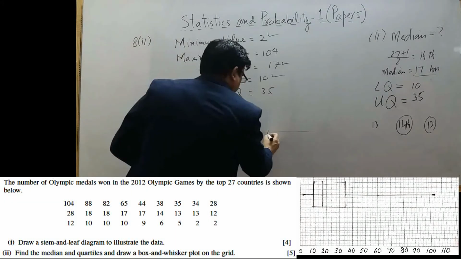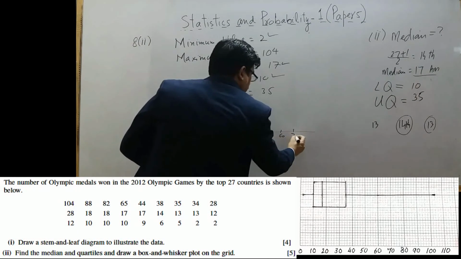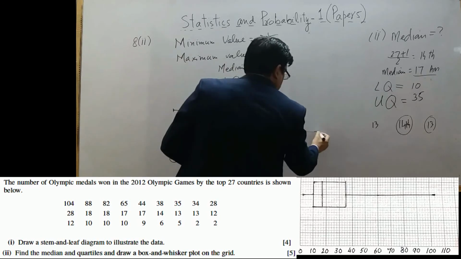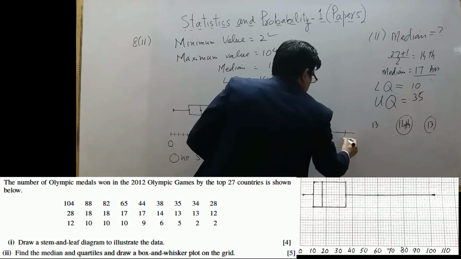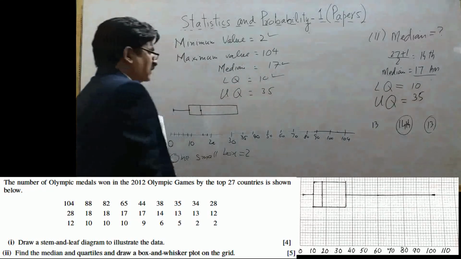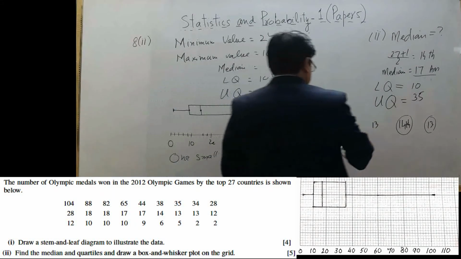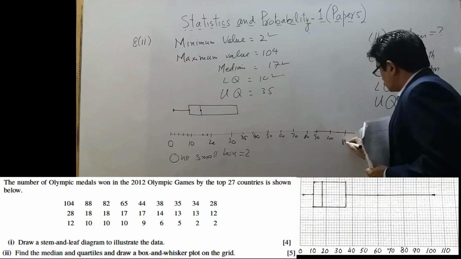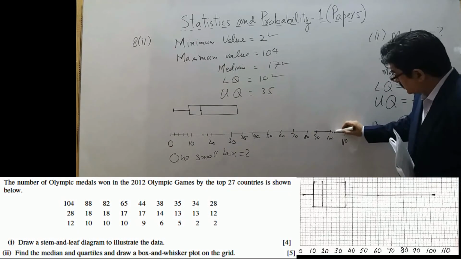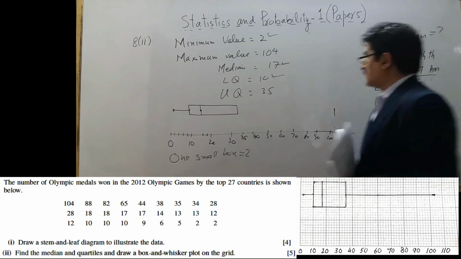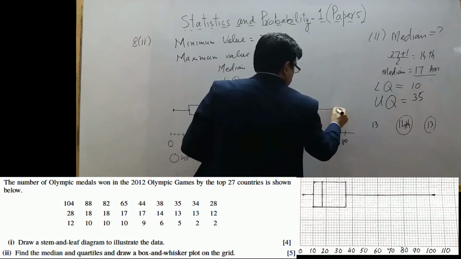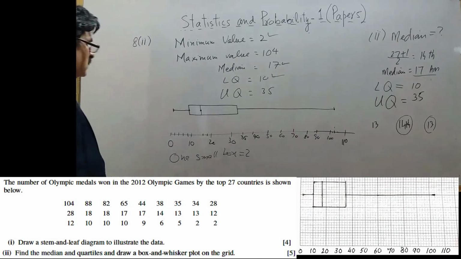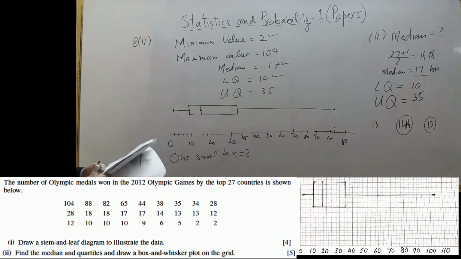So after 40 we have 50, 60, 70, 90 and 100. 104. So here, this is 110. 104 means 2 more boxes. So above this, you will have this whisker. So this is the box and whisker plot for this data.